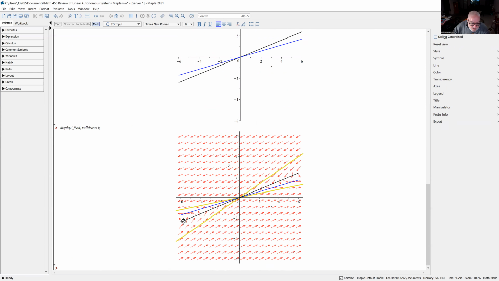And then all along the black line, although it doesn't really look it, all the vectors are actually vertical. And all along the blue line, all the vectors are horizontal. And so that gives me my nullclines for that. Again, the nullclines aren't super useful for this particular case, but they come in very important when we start doing nonlinear systems. Okay, going back to the text.